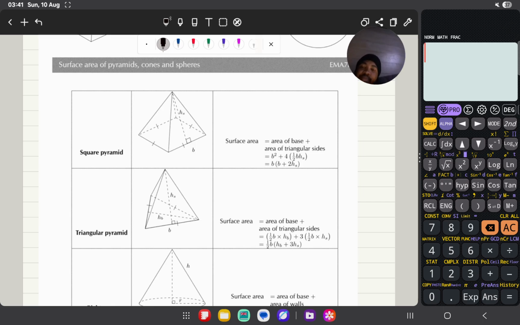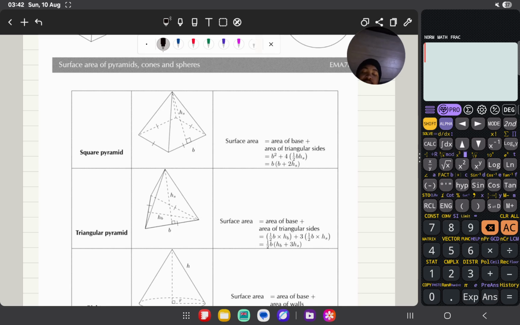And then you have a triangular pyramid. The base of our pyramid is a triangle, so it's going to be the area of the base, which is the area of a triangle: half base times perpendicular height of the base. And then it's going to be 3, because now you have 3 identical triangles.